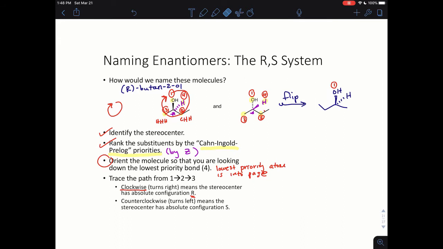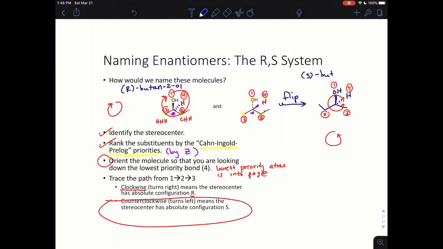So now you want to put the priorities back onto the molecule. We've already distinguished which atom is highest, second, third, and fourth priority. And then you trace the path, 1, 2, 3. And this time we can see the path is going counterclockwise, or to the left. And so that means that this stereoisomer is the S isomer. So this is S-butane-2-ol. And this is what you're going to see. One enantiomer will have the R configuration, the other will have the S. They're opposites of one another.